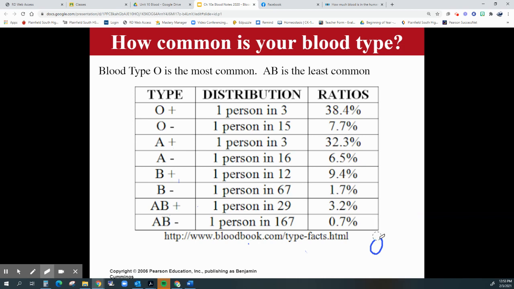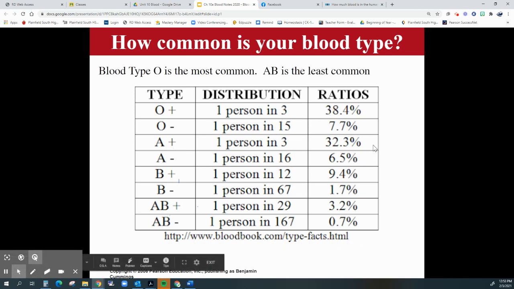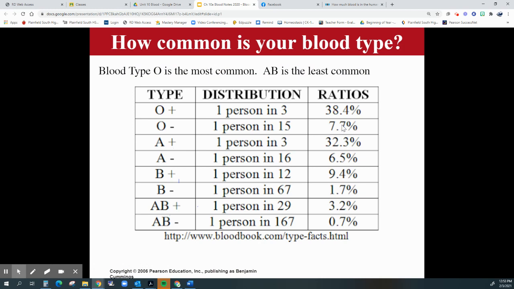Actually, O positive shows up about 38, almost 39% of the time. Type O negative is fairly rare. We only see people with type O negative blood about 7.7% of the time. Somebody who is A positive, again, it's pretty common. A negative is a little bit more rare, right?